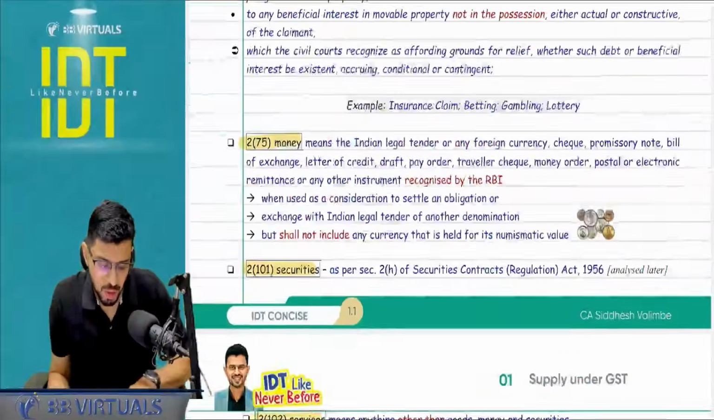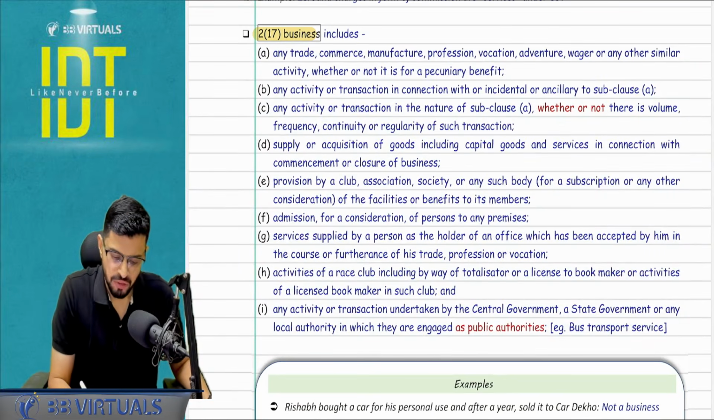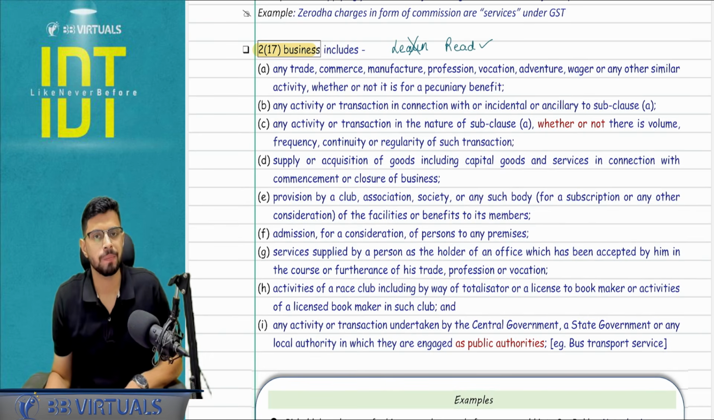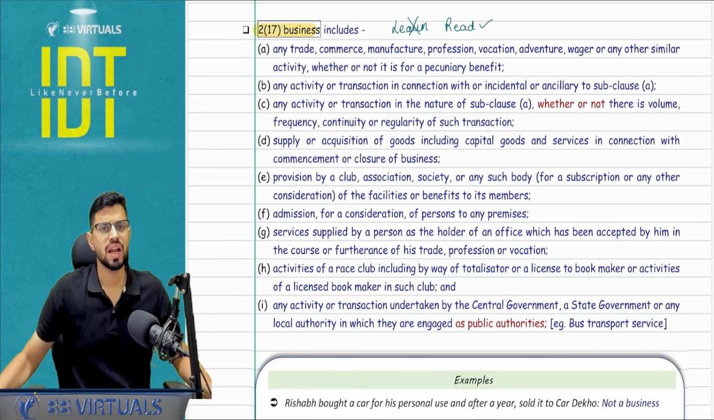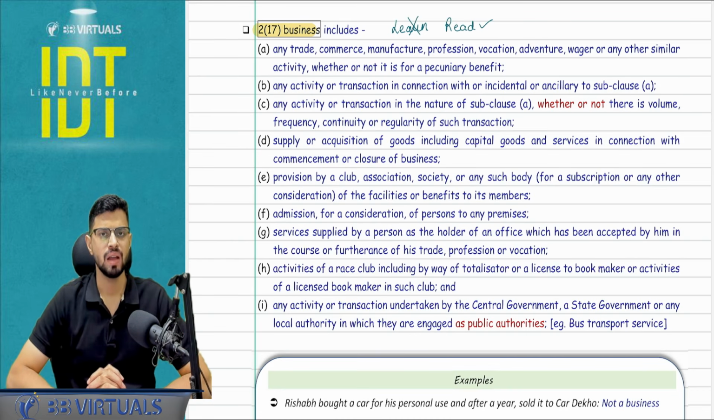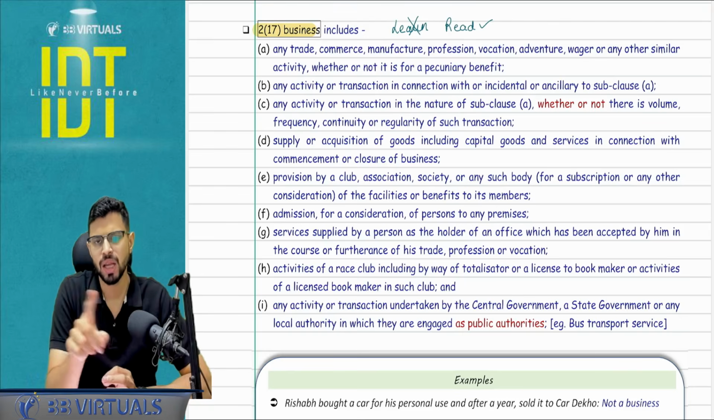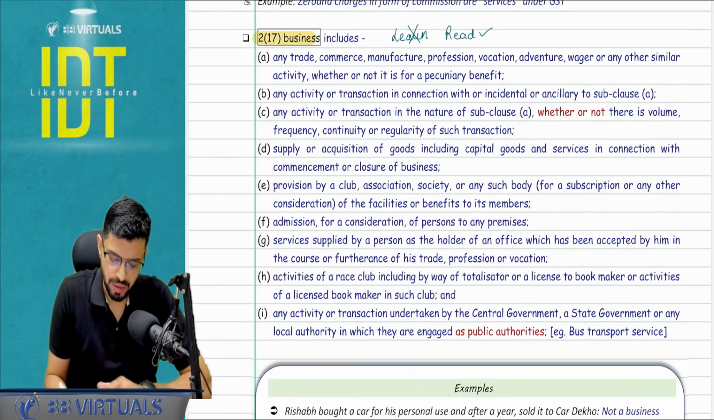What is business, sir? Section 2, clause 17. First of all, the definition need not be learned. You don't need to learn it at all. Read it twice. It will be okay. Now, sir, business is a very wide definition, and an inclusive definition. Government will try to include everything possible with respect to any trade, business, profession, vocation, any commercial activity you can think of. It will be a part of business because it is one of the parameters of supply. So it is an inclusive definition. Read it twice. Let's do it.